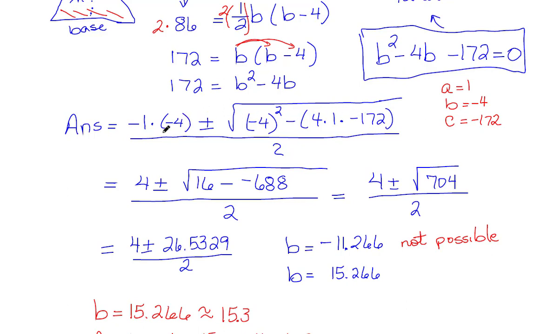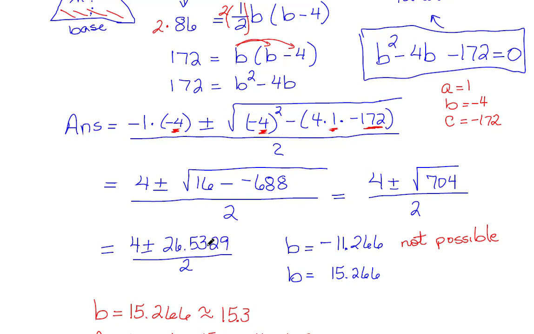So I fill all that information in. Here's B, B squared, 4 times A times C. All right, minus 4 squared is a positive 16. This piece is minus a minus 168. So again, it's minus a minus, so I'm really adding. And so I get 4 plus or minus this particular square root. All right, so I go ahead and get the square root with my calculator, leave a number of decimals.